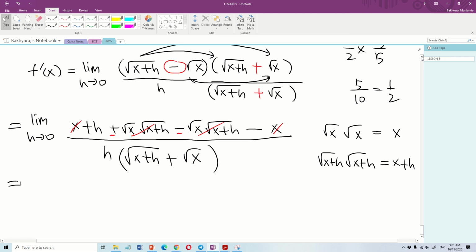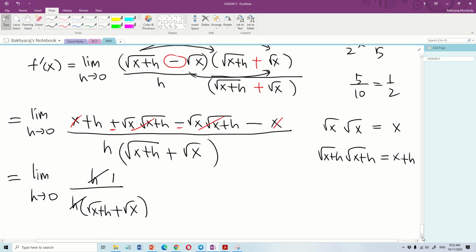Limit h approaches 0 for the function h over h times square root x plus h plus square root x. Okay, h ni boleh potong sebab just normal factorization, dia confirm boleh potong. Next, so tinggal satu kat sini lah. And when you cancel the h, you get 1 on the numerator, then you can substitute the 0 already.